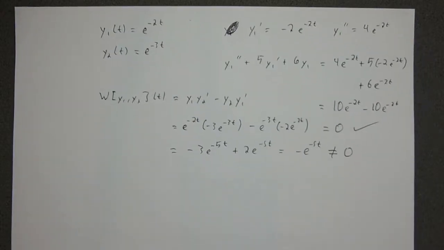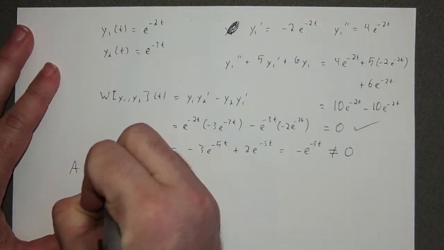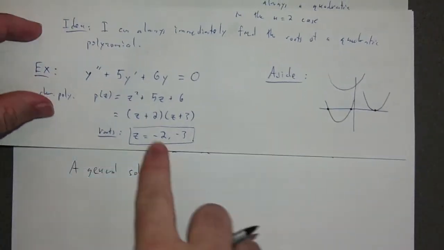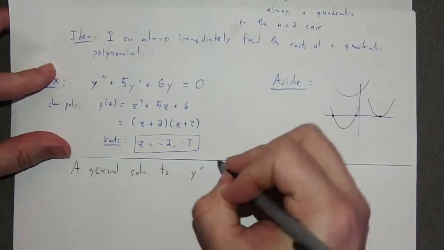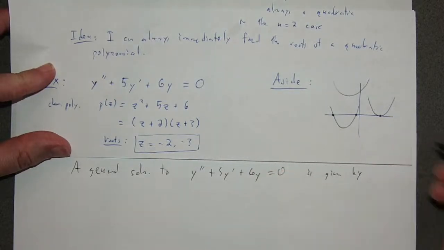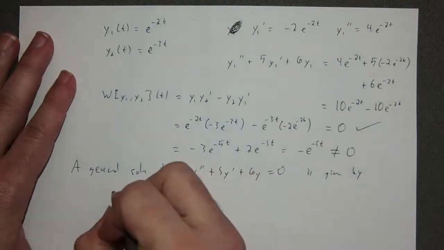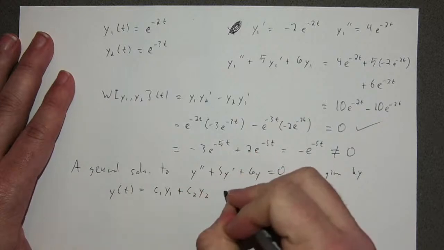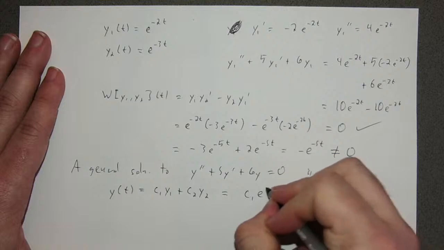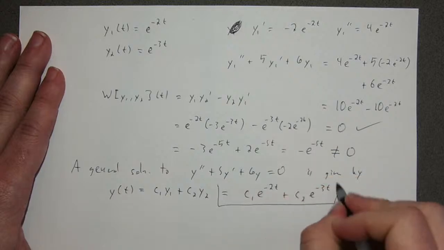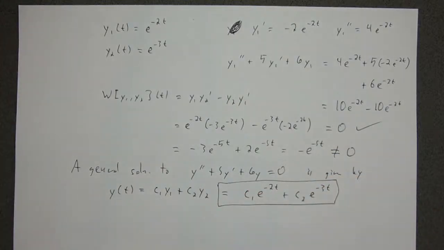And thus a general solution to our original equation. Let me just bring it back real quick. A general solution to y double prime plus 5y prime plus 6y equals 0 is given by exactly what I did yesterday with the fundamental solution set. It's y of t is arbitrary constant c1 times y1 plus arbitrary constant c2 times y2, which is, in this case, c1 e to the minus 2t plus c2 e to the minus 3t. So there it is.